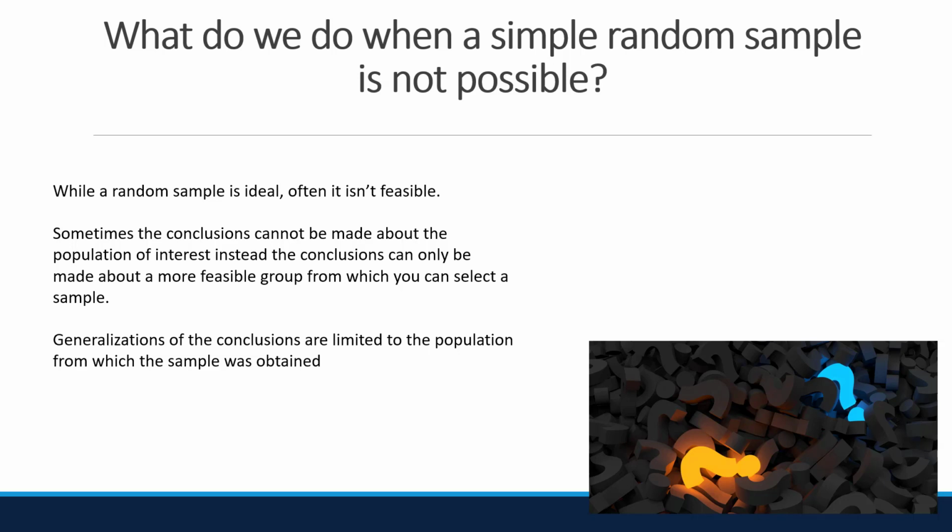Another potential problem is that it may be impossible or too difficult to contact all members of the population. Sometimes the conclusions cannot be made about the population of interest. Instead, the conclusions can only be made about a more feasible group from which you can select a sample. As a result, generalizations of the conclusions are limited to the population from which the sample was obtained.